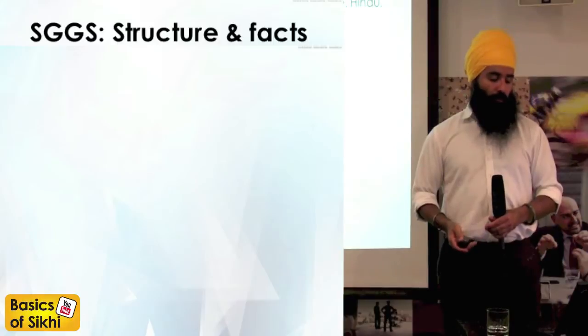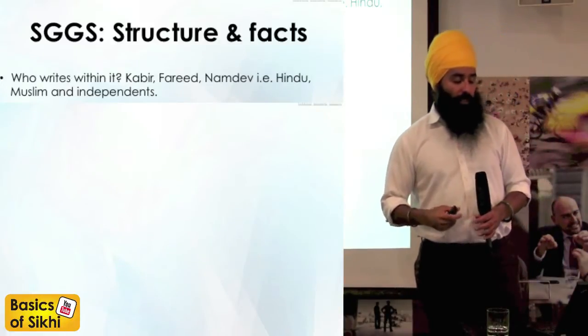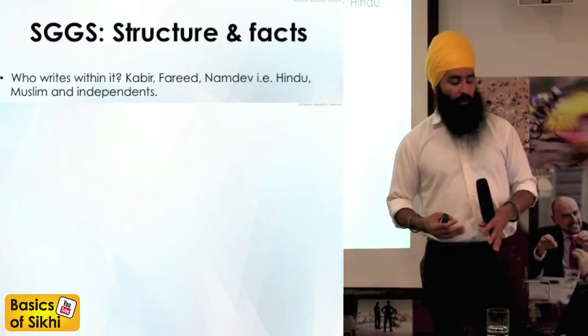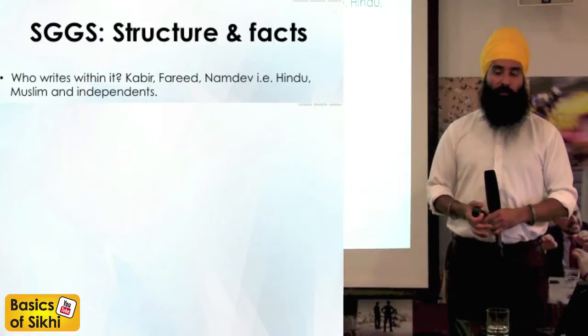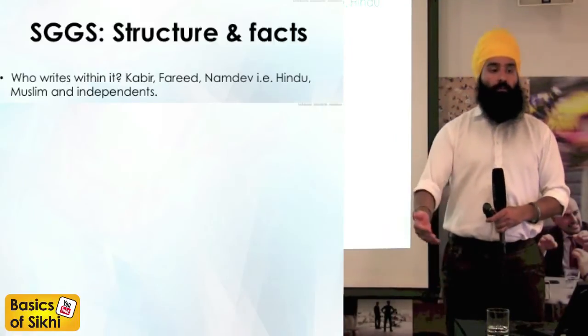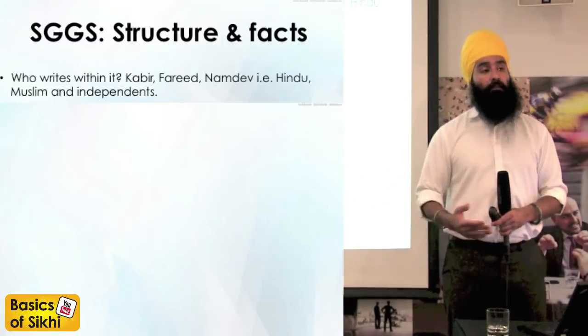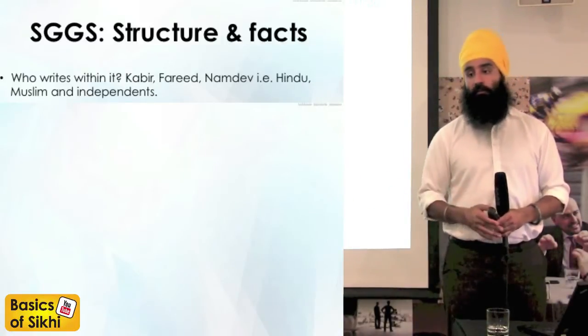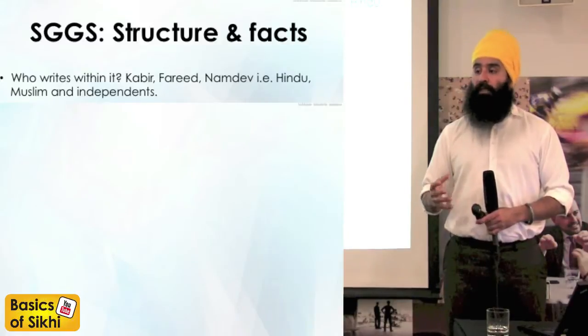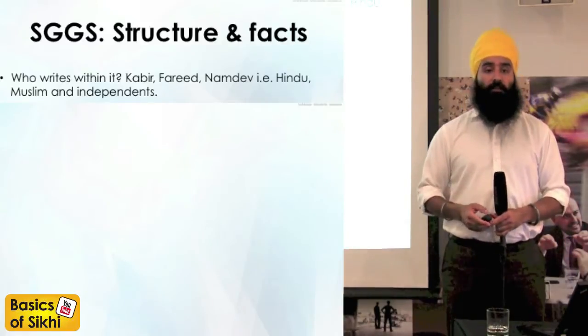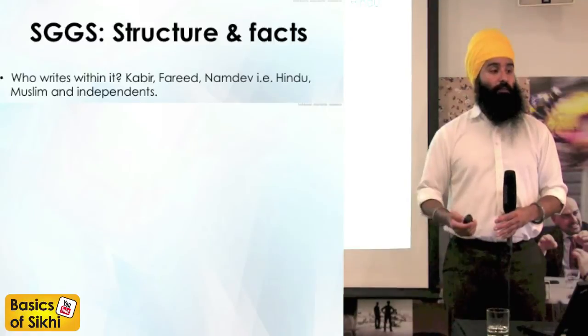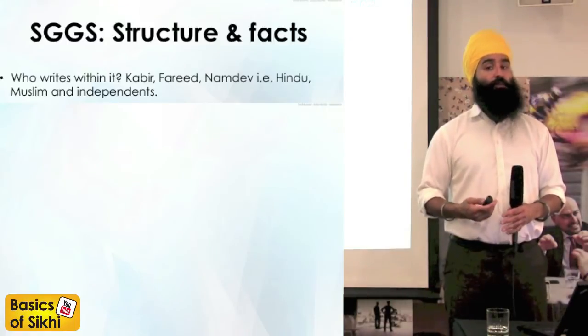Okay, who are the people that write within it? So you get Kabir Ji, Farid Ji, Namdev. What you've got basically are people who would be called Hindus, or people who would be called Muslims, and some people who were kind of independent. They sort of said, "I'm neither one of those." But what you get is the path of the saints. These are all highly accomplished saints of that time, recognized for their spiritual progress.